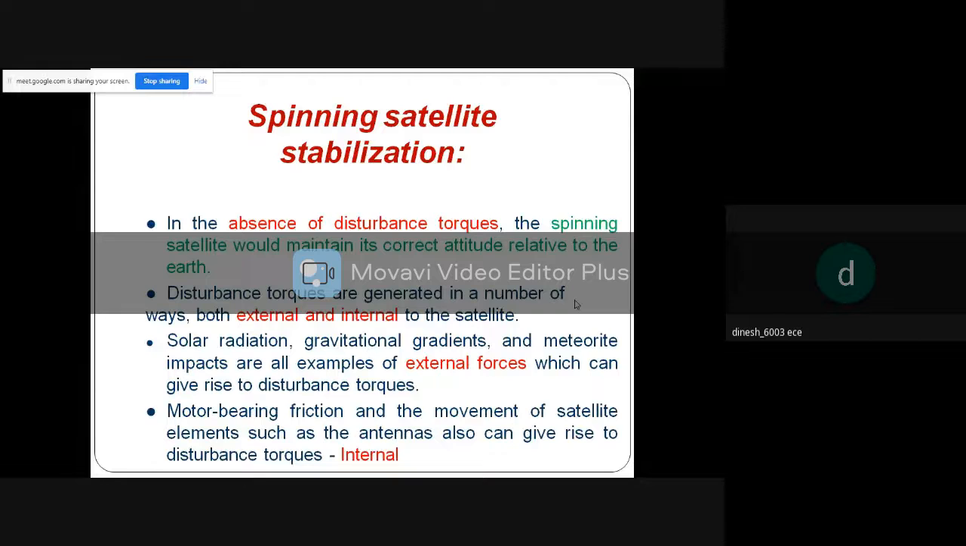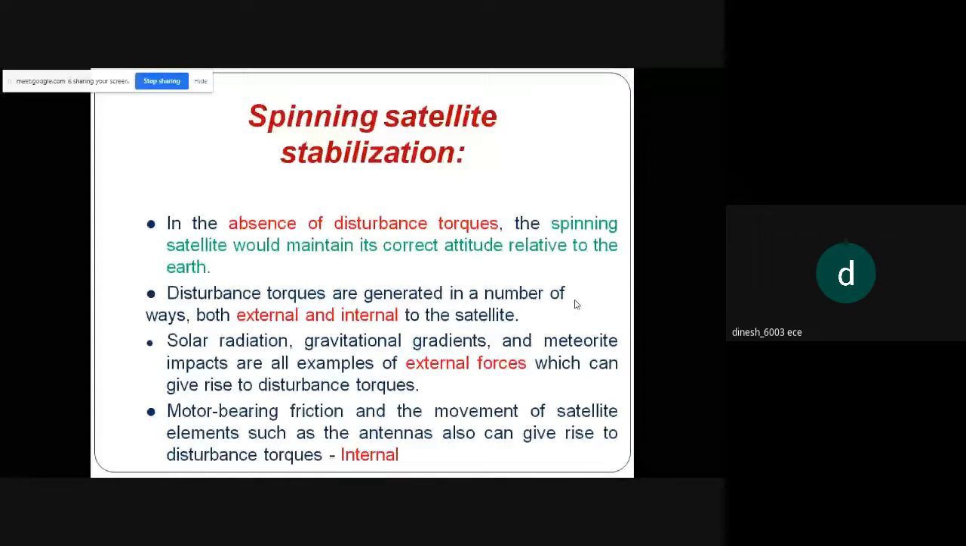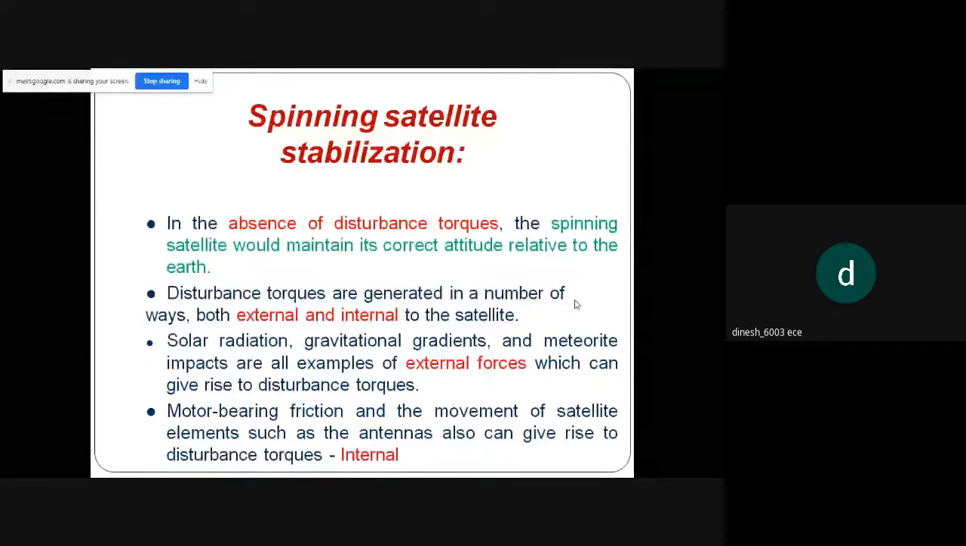So these internal and external disturbances can be handled by using spinning satellite stabilization. In the absence of these disturbance torques, the spinning satellite would maintain its correct attitude control related to the motion of the Earth, either internally or externally.